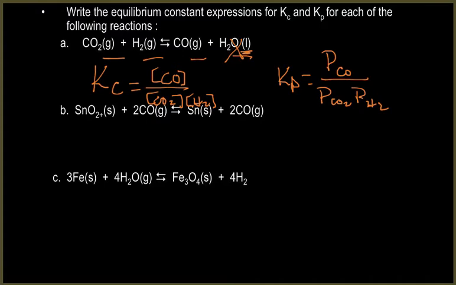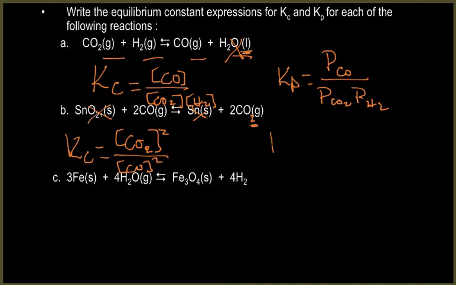Okay, next one, Kc equals CO, this should actually be CO2 here. CO2 raised to the second, Sn is not included because it's a solid, over CO raised to the second. So there's a typo here. This should be a CO2 over on this side. This is also not included because it's a solid.